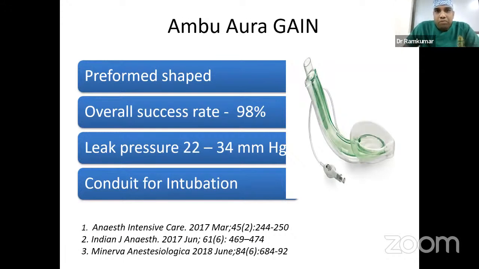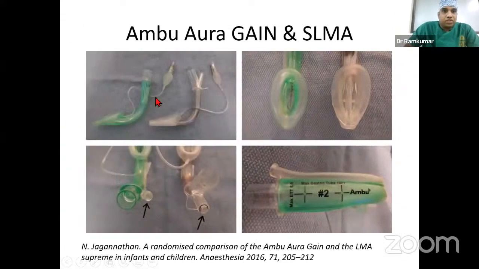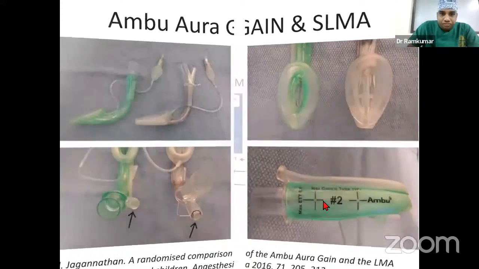Coming to Ambu AuraGain. Ambu AuraGain is almost similar to an LMA Supreme. It's a preformed shaped second generation device. The overall success rate is around 98%. The leak pressure is around 22 to 34 millimeters of mercury. And it can be used as a conduit to intubation. As I said, it almost looks like an LMA Supreme. The difference here is the drain tube, which is present on the side of the Ambu AuraGain, and the ventilating lumen is a little wide, so it can be used to intubate as well, and it has marks to guide the endotracheal tube intubation as well as removal of the mask.